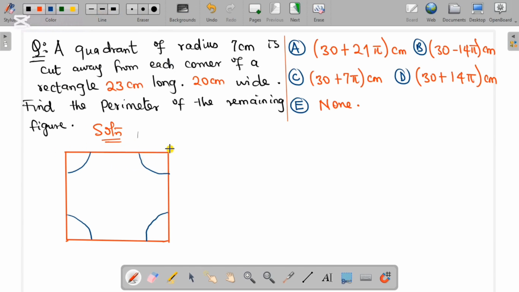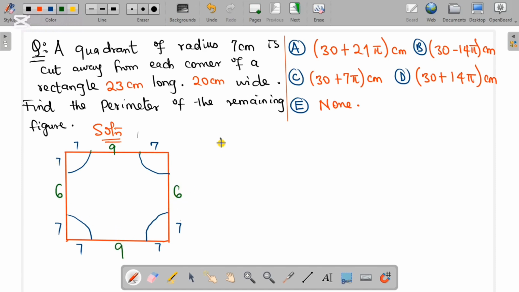So it says the length of the rectangle is 23, but the radius of the quadrant is 7. So from here to here is 7, here is 7, here is 7. Alright, so now what will be the value of the remaining part? Since the length is 23, this remaining part from here to here is going to be 23 minus 14, and that is 9. And then y here is going to be 20 minus 14, which is 6. So here is also 9, and here is also 6.